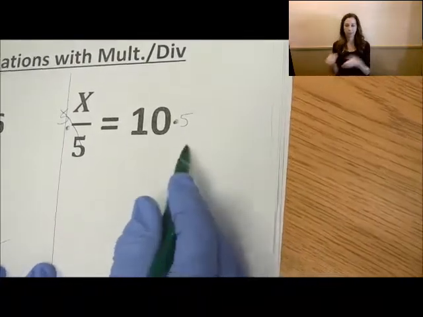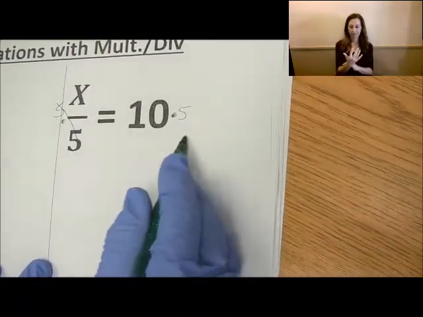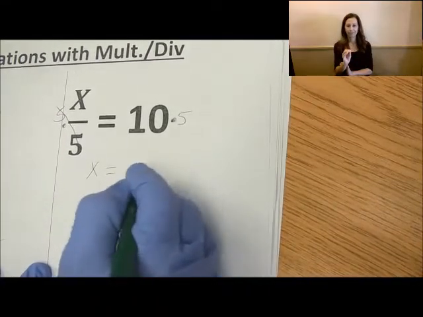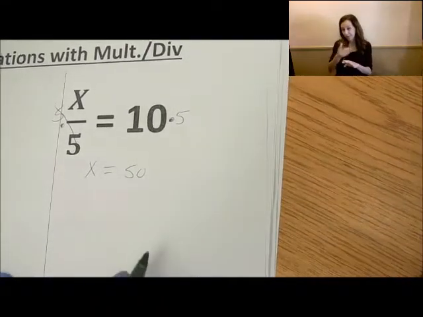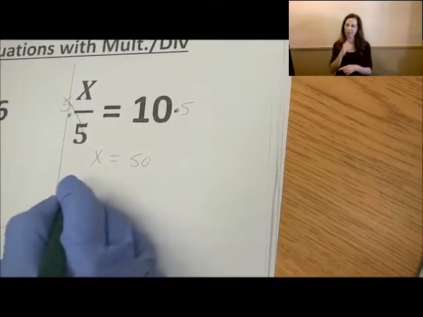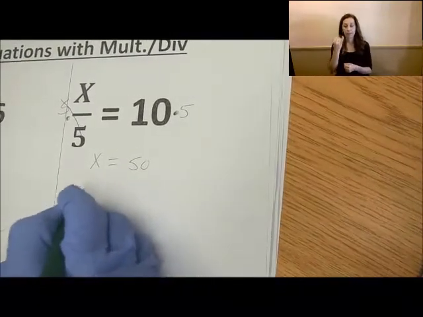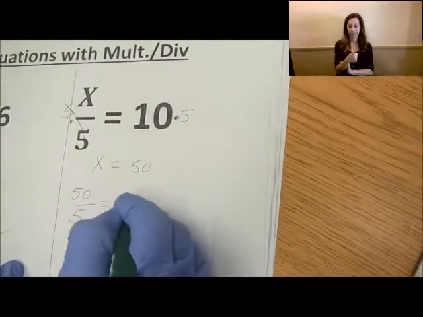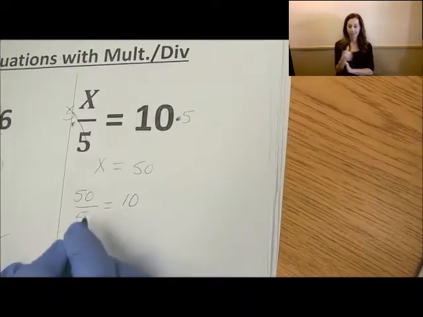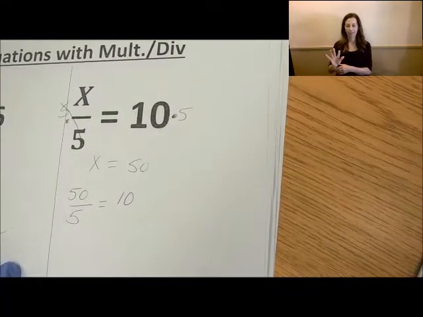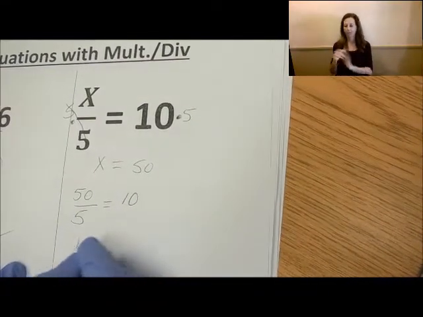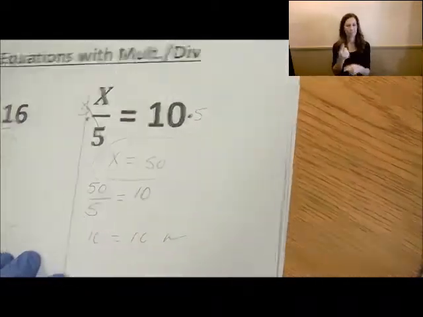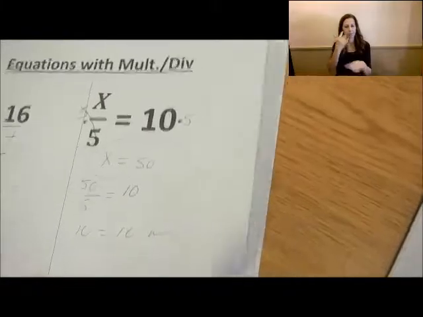Over here we've got 10 times 5. 10 times 5 is 50. So we've got x equals 50. But before we circle it, let's make sure it's right. So if we substitute 50 for the x, 50 over 5 equals 10. 50 divided by 5 is 10. So we've got 10 equals 10. Okay, so this is right. Now we can circle that because we know it's correct.